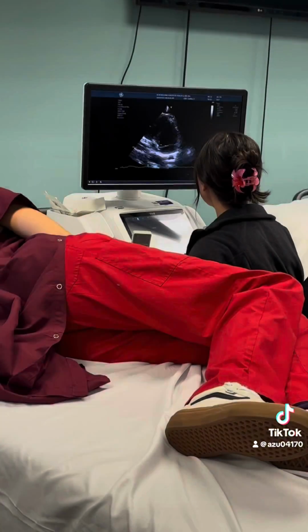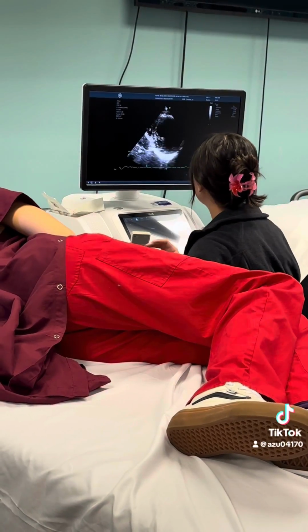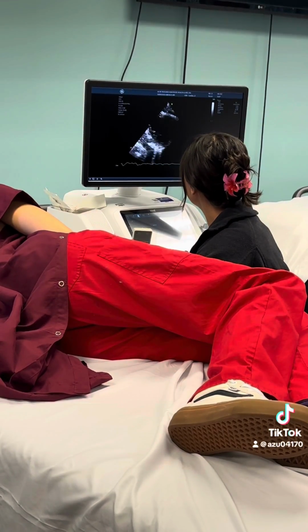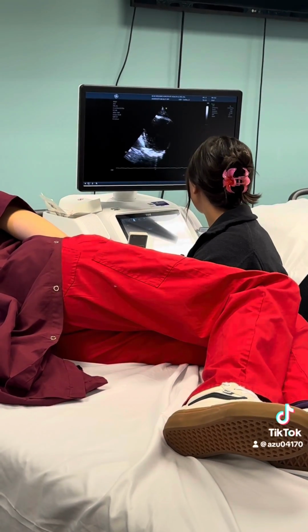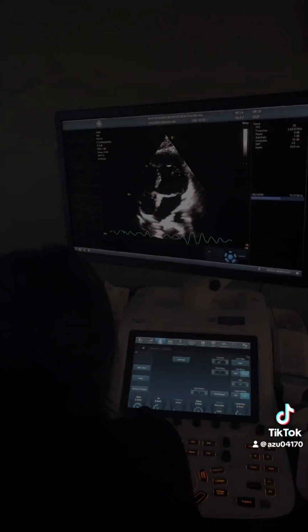Tilt the tail of the probe towards the patient's right shoulder to find the apex. There should be no visibility of the papillary muscles. This view is called the apical four-chamber view.